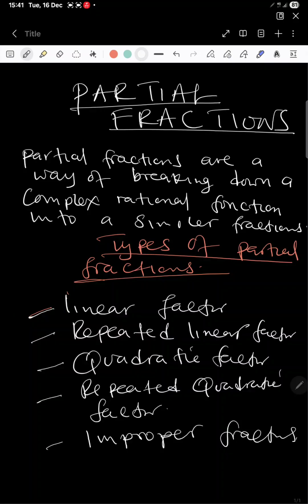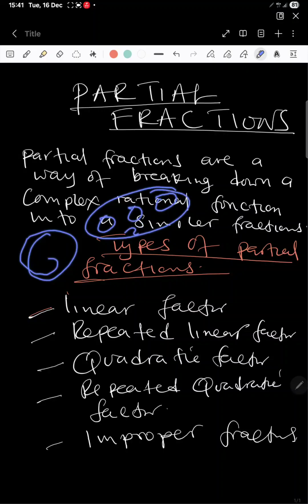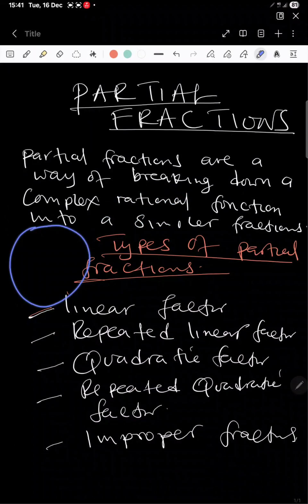So what are we supposed to do then? What we're supposed to do is simply to go into them one by one and see what we really mean on each of them. We're going to start by looking at linear factor partial fractions. Remember, under this topic, you'll be given a very big fraction and you'll be told to decompose it into smaller fractions.